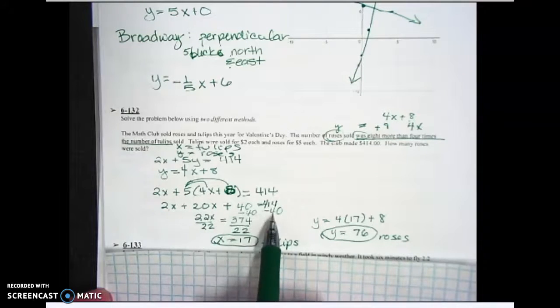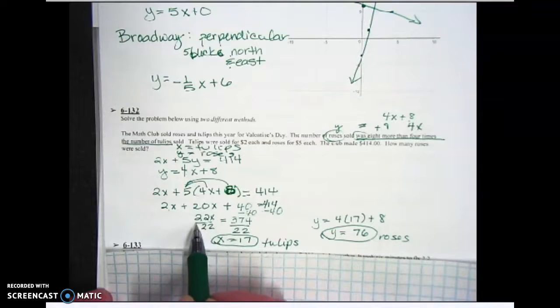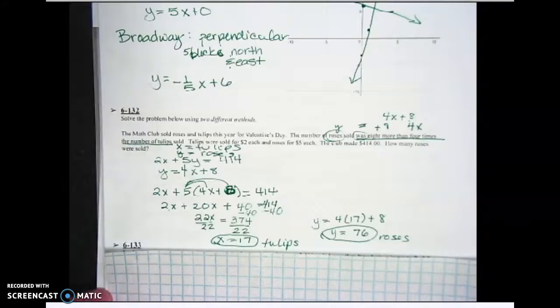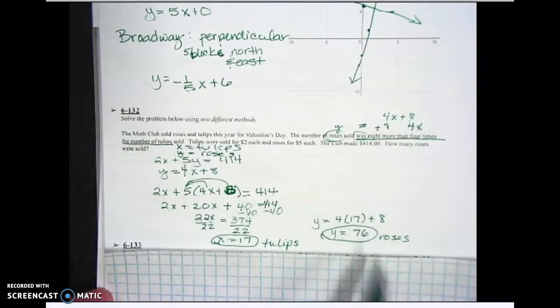So I subtract 40 from both sides. Combine the 2x and the 20x to get 22x. And then the inverse operation of multiplying by 22 is dividing by 22. And it just so happens that 22 goes into 374 17 times, which means there were 17 tulips. Then you want to take that 17 and plug it back into either of the original two. Which one looks easier, the first one or the second one? Second one. So I just went 4 times 17, added 8, I got 76 roses.